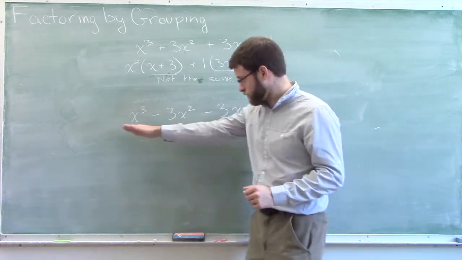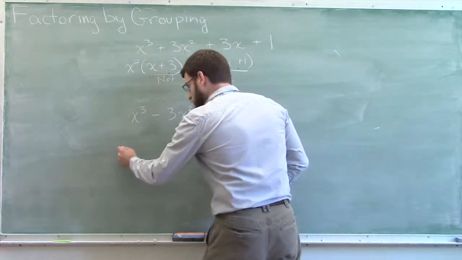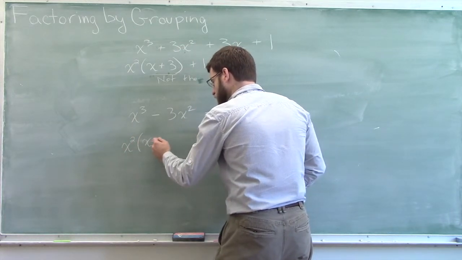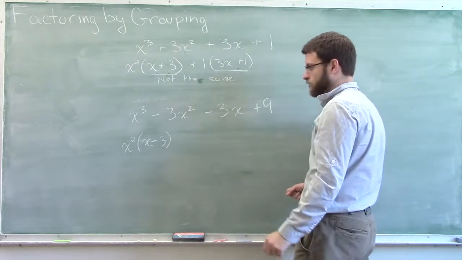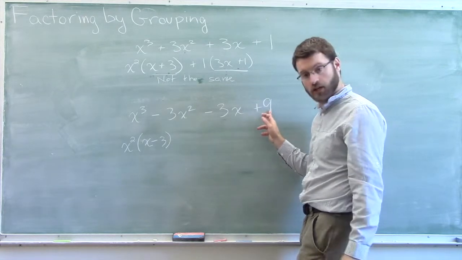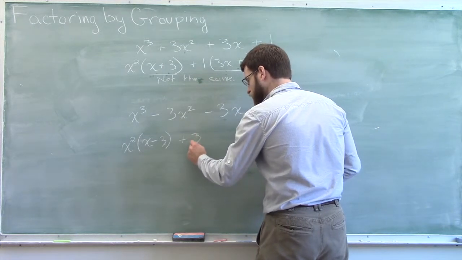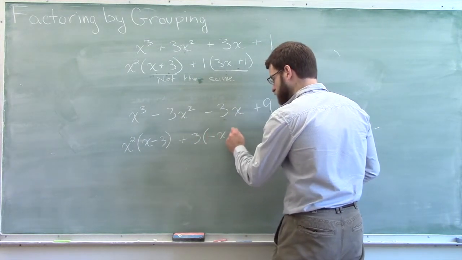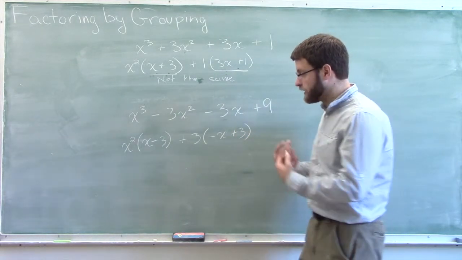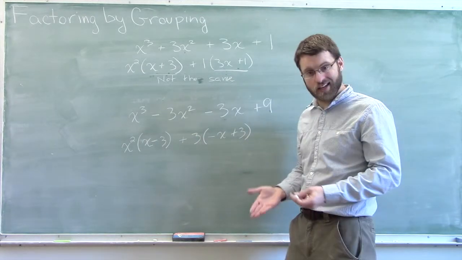So, in our first term, it looks like we have a common factor of x squared, and if we draw that out, or factor that out, the first two terms, we get x squared multiplied by x minus 3. Okay. In the second term, I see that I have a factor of 3 that's shared. Both of these have a 3 in there. So if I draw that out, we get 3 times negative x plus 3.